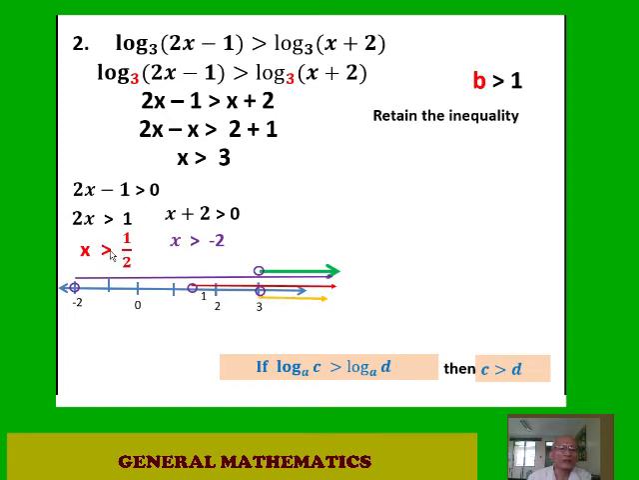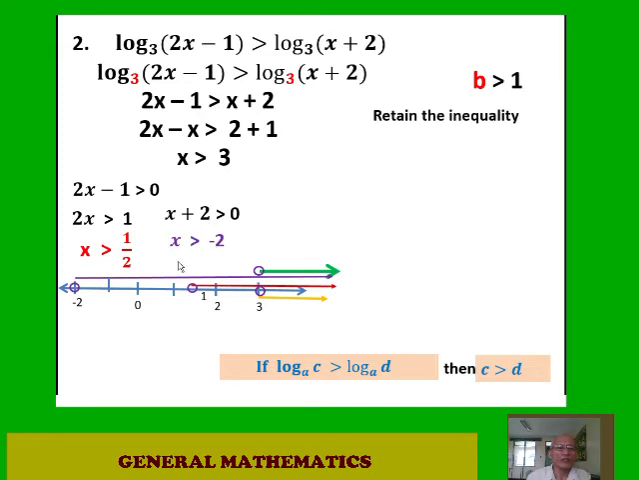X greater than 1 half. So we have here, where is that 1 half? Okay, this is 1 and 2. Here is 1 half. Between 1 and 2 is 1 half. Greater than 1 half, so directed to the right.